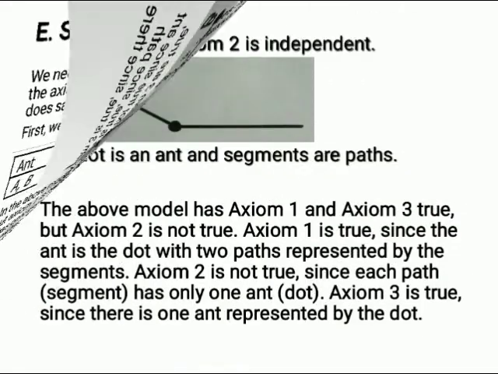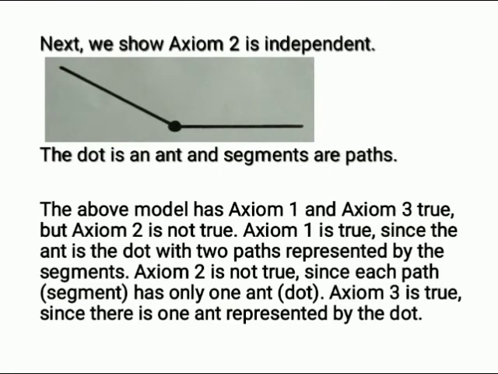Next. So, now, we show axiom 2 is independent. So, tapos na natin yung axiom 1. Now, axiom 2 naman yung gagawin nating independent. So, ngayon, ito yung model na create natin na kung saan hindi masasatisfy yung nakasaad sa axiom 2. So, the dot is an ant and the segment are path. So, itong dot is consider natin as ant and itong segment is yung path or yung daanan nila.